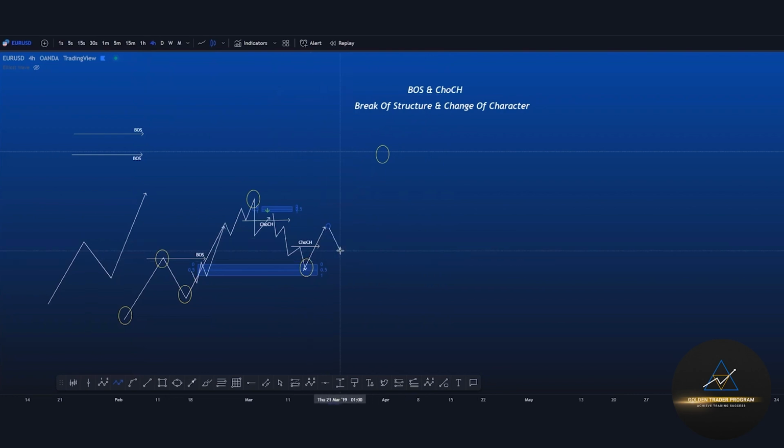Plus a lot of SMC traders use this terminology anyway. I just always have called it break of structure and also call it change of character. It's just easier to understand because the change of character is just identifying the start of the pullback and the end of the pullback, right?